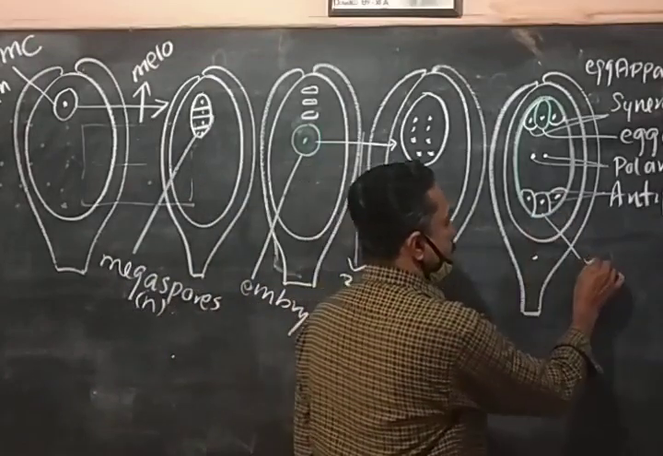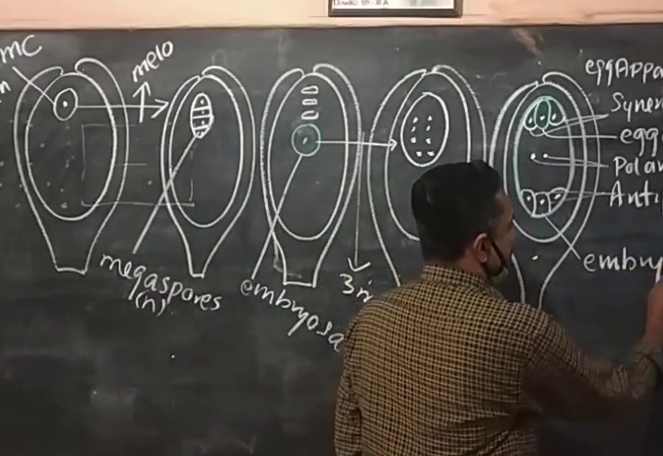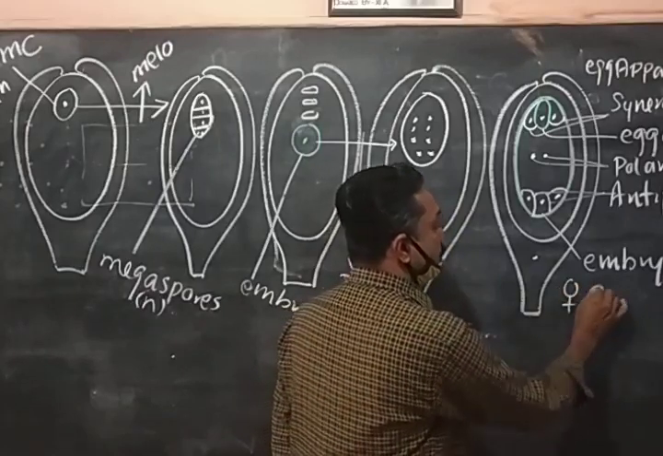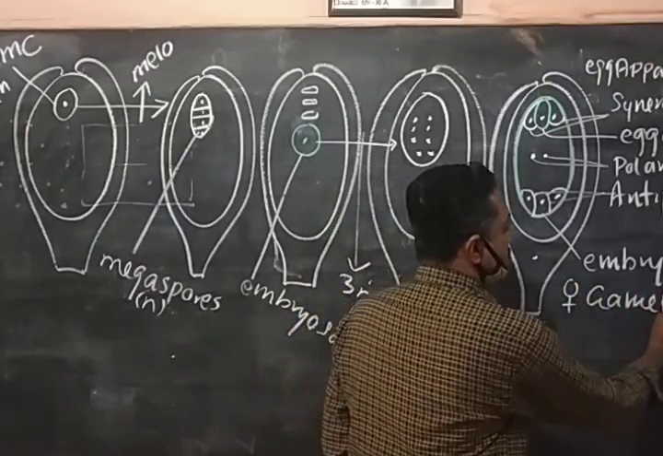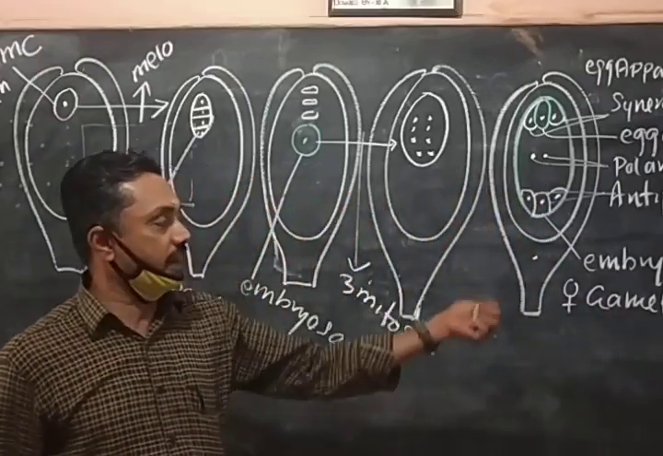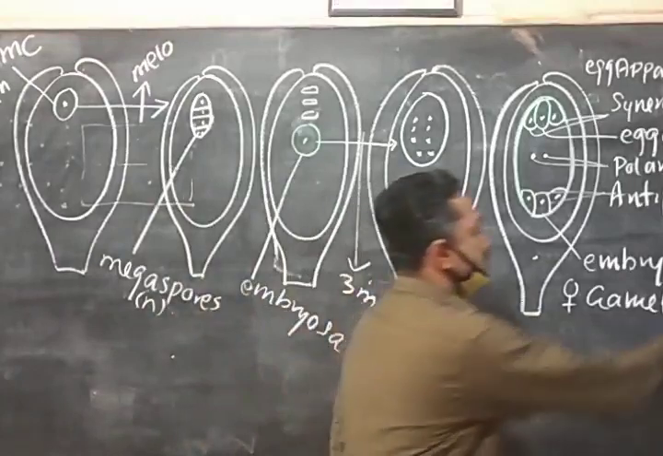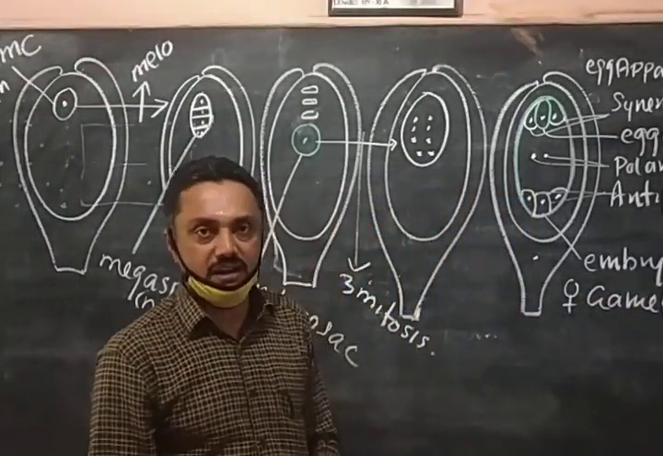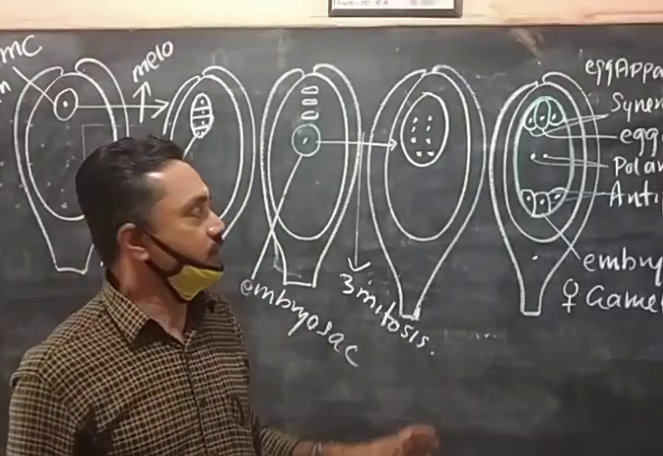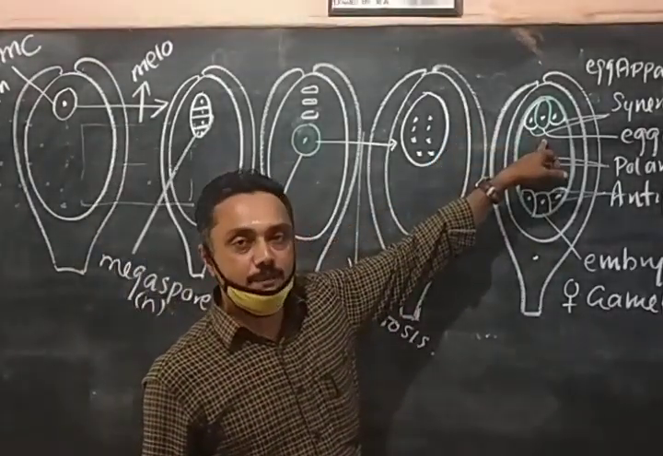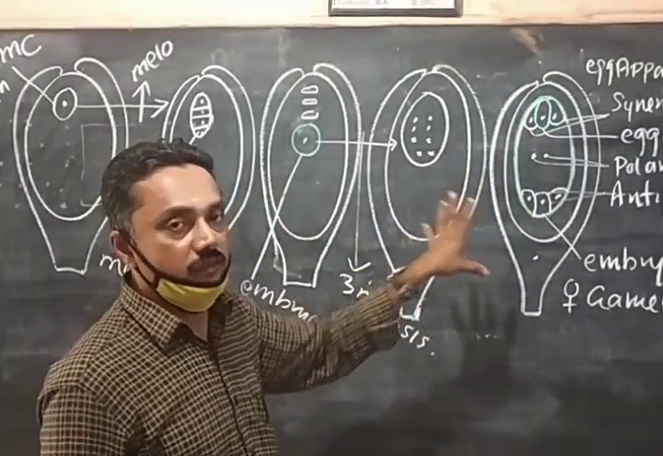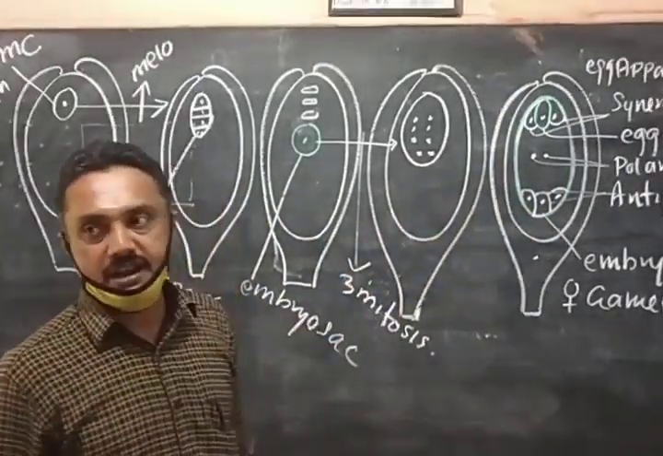So this embryo sac at this stage is called the female gametophyte. You can call it the female gametophyte or embryo sac, because a gamete-containing structure is called a gametophyte. So the female gamete is present inside the embryo sac, and this structure is called the female gametophyte. The fully developed embryo sac is called the female gametophyte.